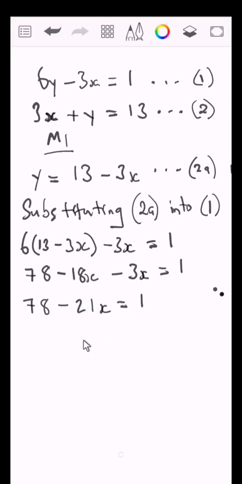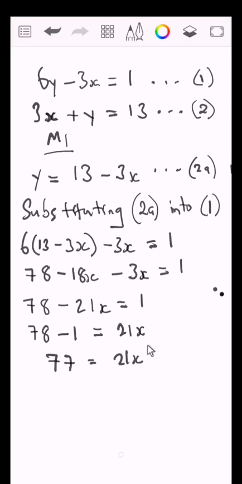Then collecting like terms means 78. This one is crossing over to the left hand side, becoming a minus 1, it's equal to, and minus 21x is crossing over to the right hand side, becoming 21x. Then solving on the left hand side, 78 minus 1, 77, it's equal to 21x.